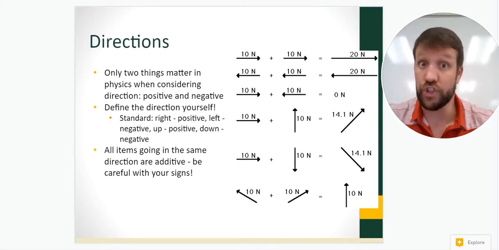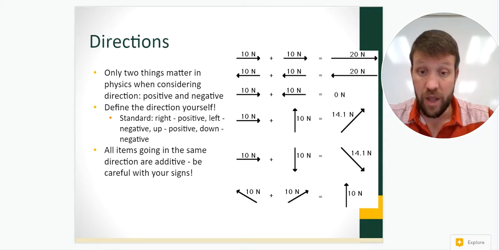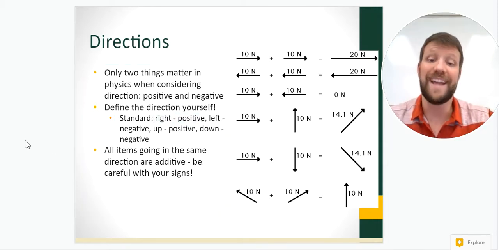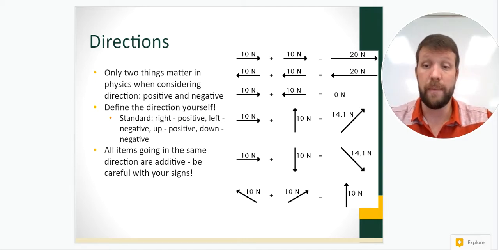Positive and negative in physics are just direction. And note, right is typically considered positive, left negative, up positive, and down negative. So things to remember right there.